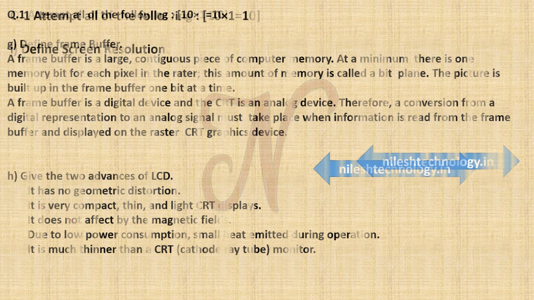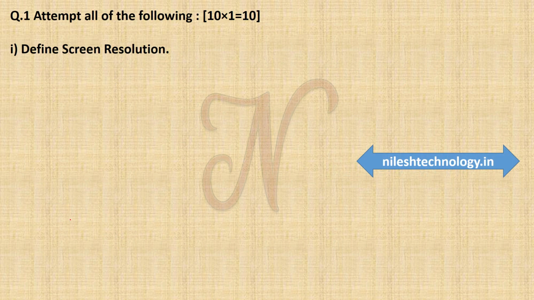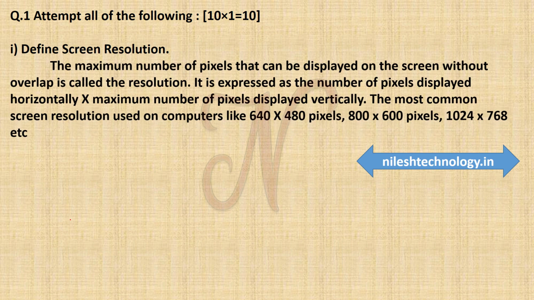Next, define the screen resolution. The maximum number of pixels that can be displayed on the screen without overlap is called the resolution. It is expressed as the number of pixels displayed horizontally by the number of pixels displayed vertically. Some examples are 640 by 480, 800 by 600, 1024 by 768. These are some examples of screen resolution.